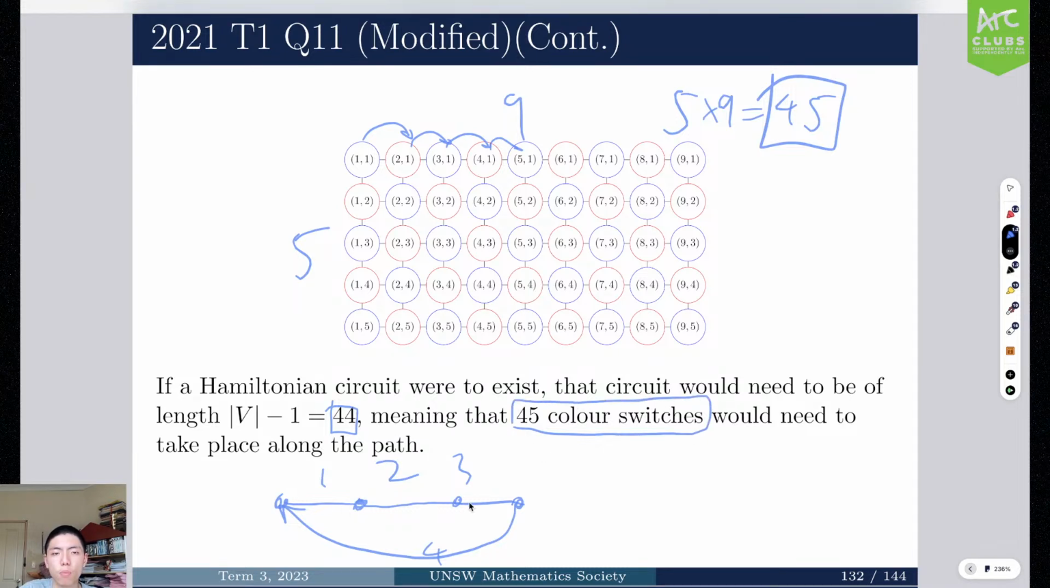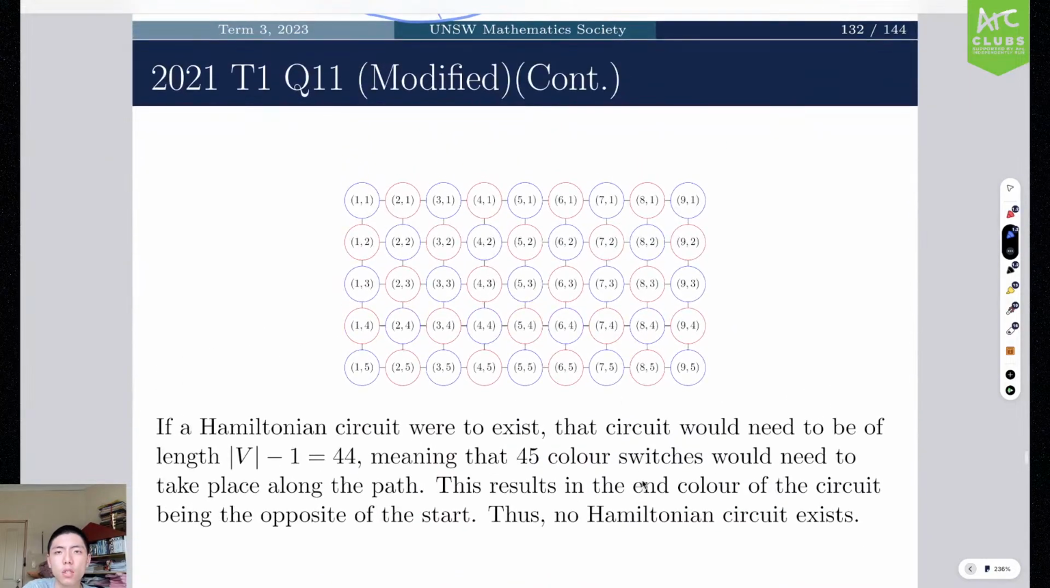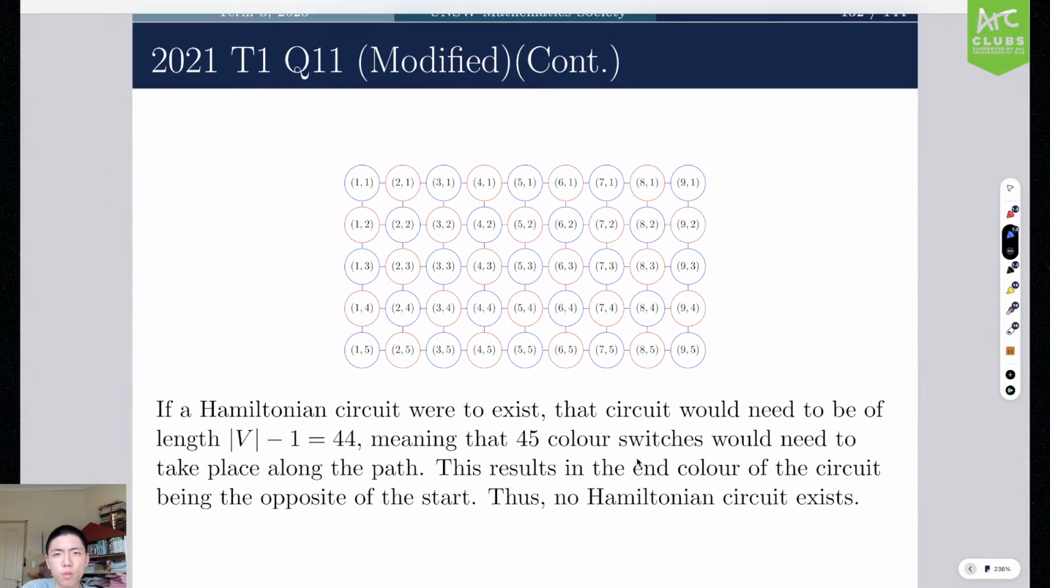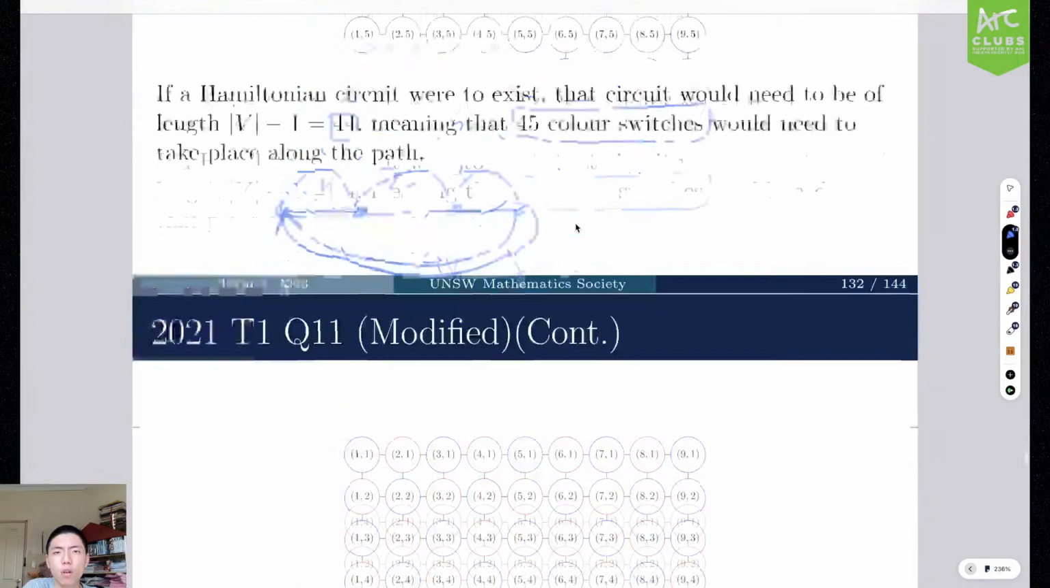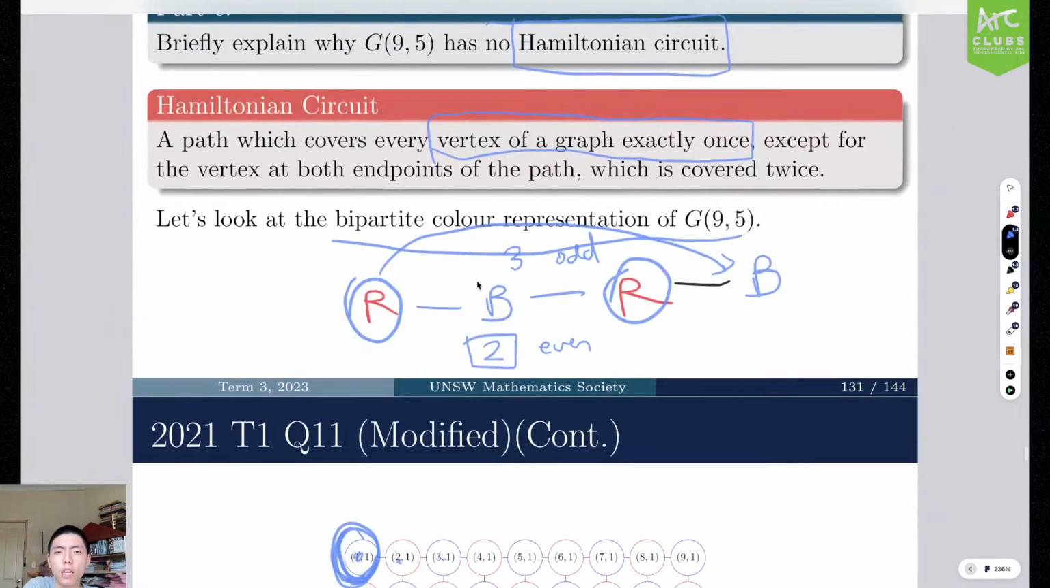So it'd be just like this, but extended, right? So 1, 2, 3, and then 4 to go back to the beginning. Change that to 45 and you get the idea. Now, the issue with this is that if you had 45 color switches, it is an odd number of color switches, right? And we said from before up here that if you have an odd length walk, then you have to go from R to B to R to B, or from B to R to B to R. That means that you'll end up at a different color.